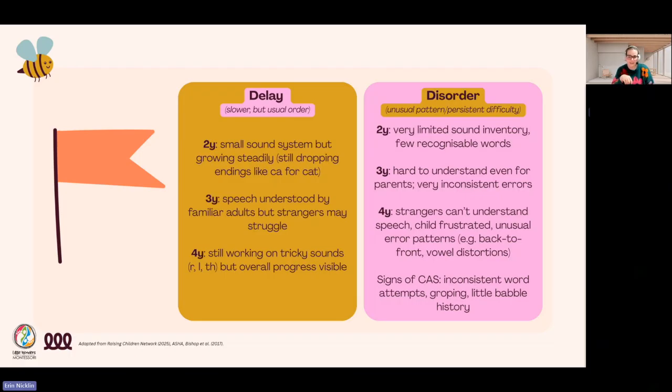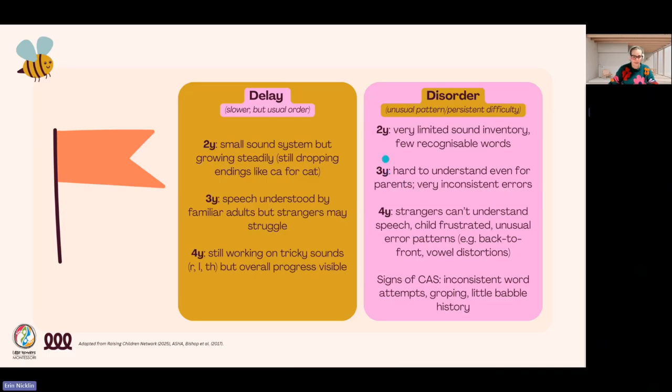So typically these are the kids who could say a few things. Mum might understand a couple of them, but everybody has a very hard time recognizing those words. At 3 years, when we're looking delayed, speech can be understood by familiar adults, but strangers may really struggle. So familiar adults being mum and dad. Often I find mums will understand more than dads. That's like no shade to dads. Usually mums are just with their kids a little bit more because they're at home still. And strangers will really struggle. So parents usually take on that interpreter role for them.